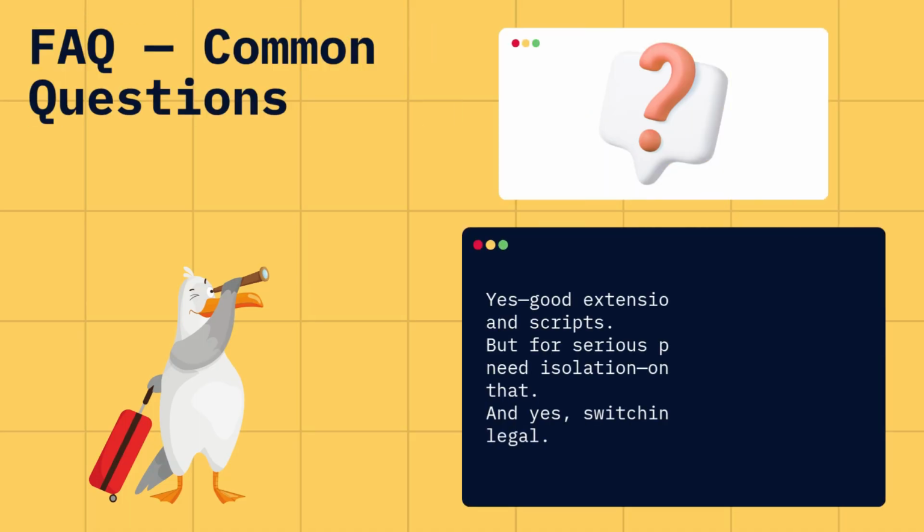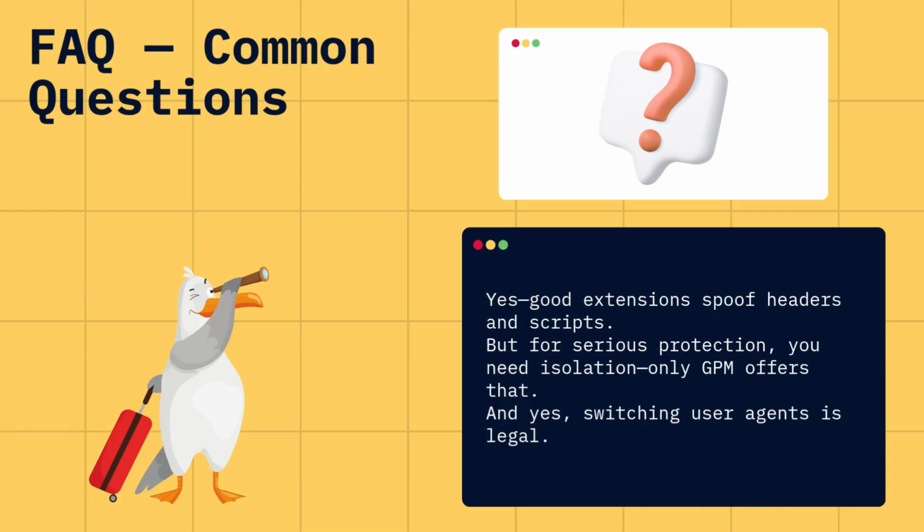Yes, good extensions spoof headers and scripts. But for serious protection, you need isolation. Only GPM offers that. And yes, switching user agents is legal.